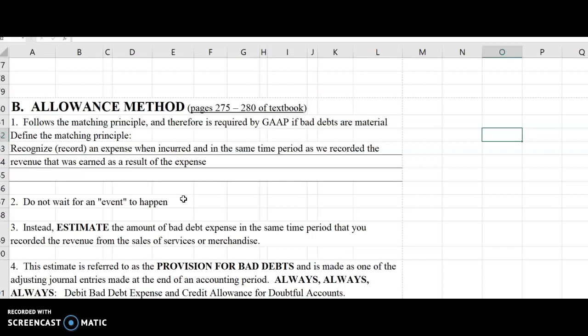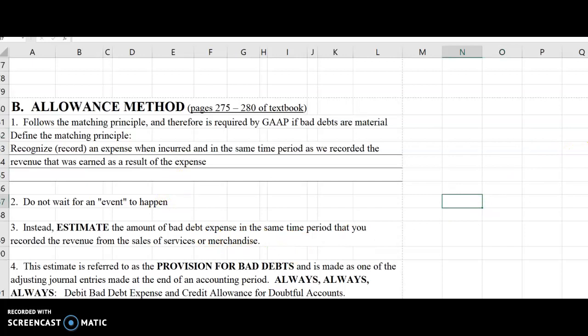Instead, every year, we estimate the amount of bad debt expense in the same time period that we record the revenue from the sales of services or the sales of merchandise. This estimate is referred to as the provision for bad debts and is always made as one of the adjusting journal entries at the end of an accounting period.